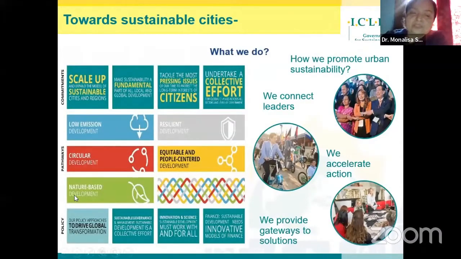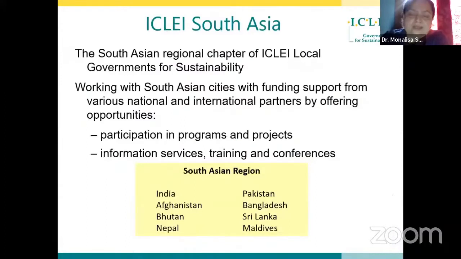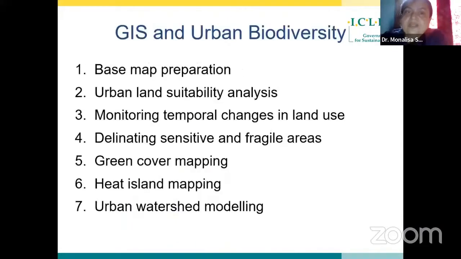The topic that I present today falls directly under nature-based development, but it is also interconnected to the other pathways. Like I said, I come from the South Asia office, and as the name suggests, we cater to the entire South Asian region. Coming to GIS and urban biodiversity, where is it really used in governance by a city? Certain things like base map preparation, land suitability analysis, temporal changes in land use, delineation of fragile and sensitive zones with regard to vulnerability, green cover mapping, urban heat island, and urban watershed modeling. These are the common areas where cities use maps.